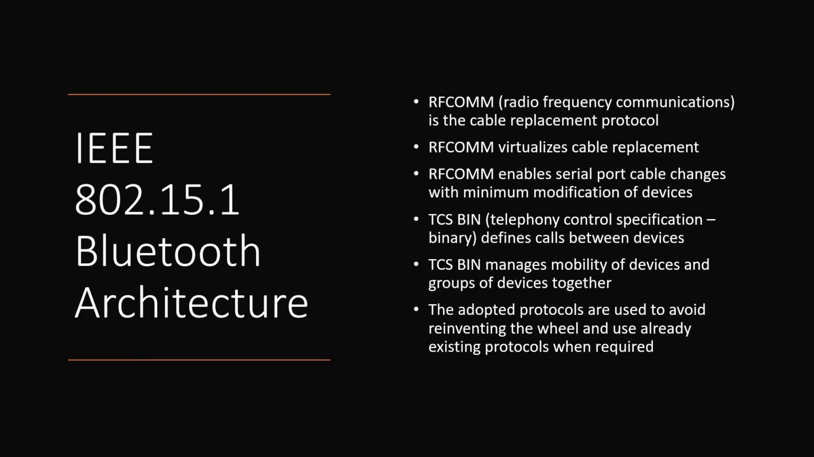So RF COM, or radio frequency communication, as we've already seen before, is the cable replacement protocol. So this protocol virtualizes the cable replacement and makes it more transparent. So what does this mean? Whenever you're virtualizing something, it means that you're making most of the things abstract, so that the user does not have to deal with a lot of the specifications or most of the specifications. So RF COM enables serial port cable changes with minimum modification of devices. So this means that instead of a user, this provides an abstraction to the device.